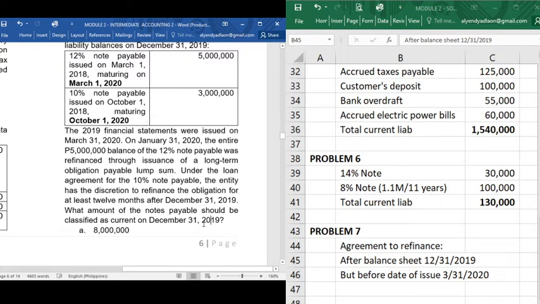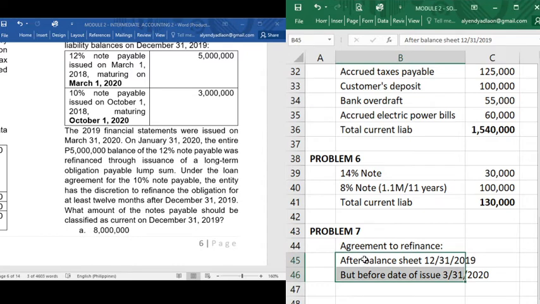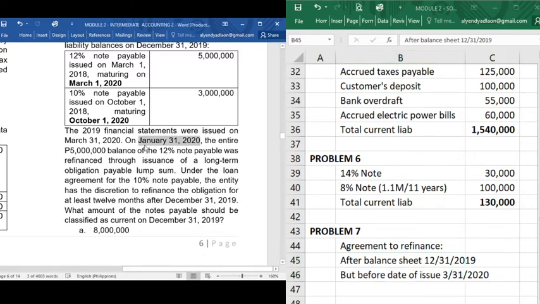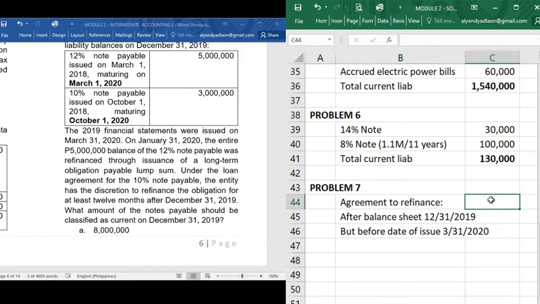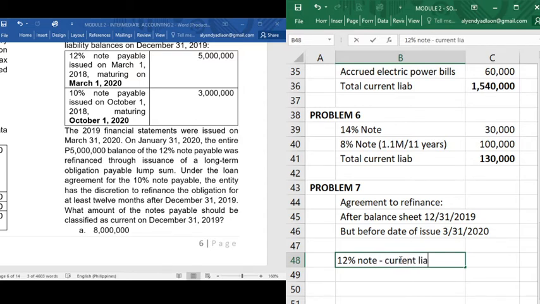Now, when did they agree or refinance? They refinanced on January 31, 2020, which means after the balance sheet date of December 31, 2019. Since the refinancing was on January 31, 2020, as of December 31, 2019 it was still current. Why? Because the agreement was only on January 31. What we record here is as of December 31, 2019. So, therefore, as of December 31, 2019, we still treat the 12% note as a current liability.